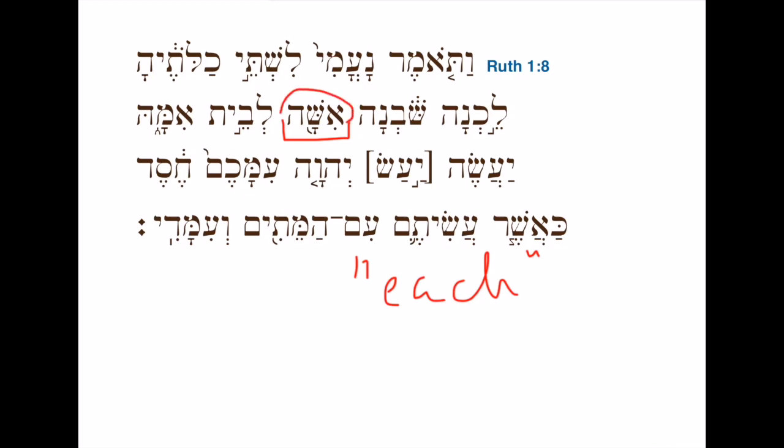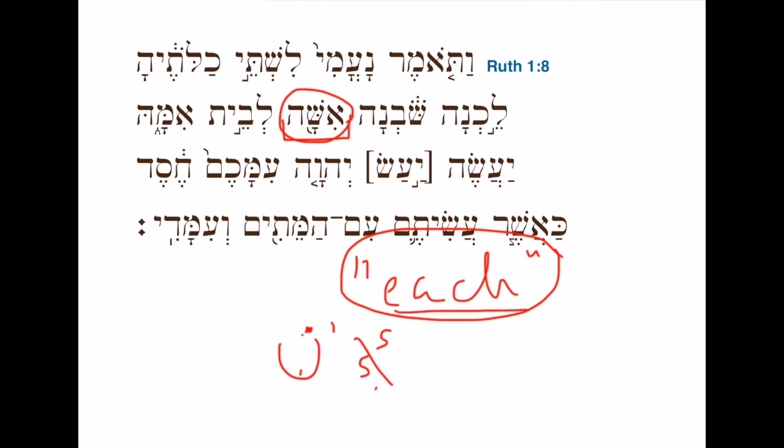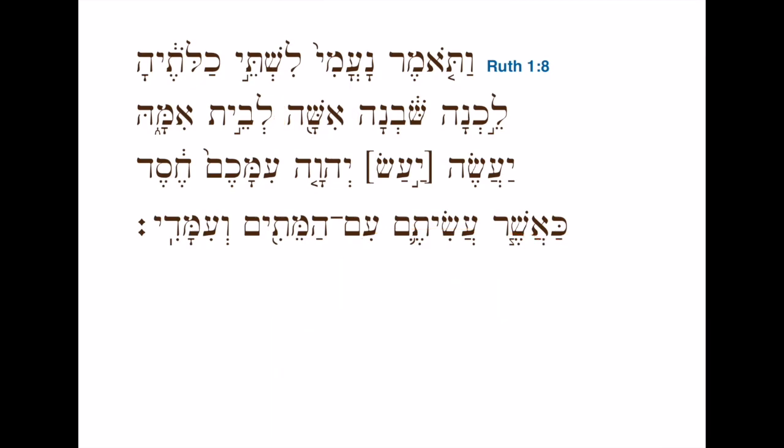Well, this word Isha and the word for man, which is Ish, often in the Hebrew Old Testament, it's often translated as each because these words are used distributively. And so often in our English translations, when you see each, it's actually one of these two words. And so she's telling Ruth and Orpah to each of them go back to your mother's house.